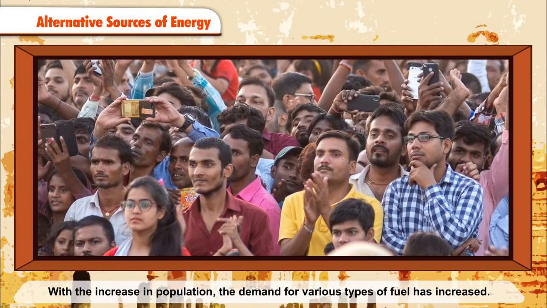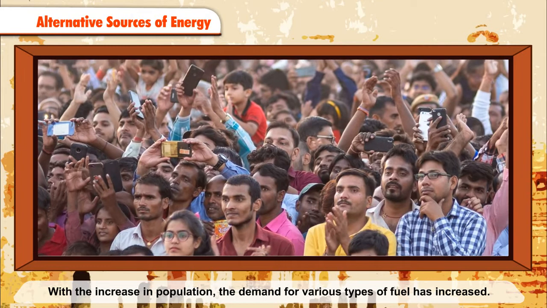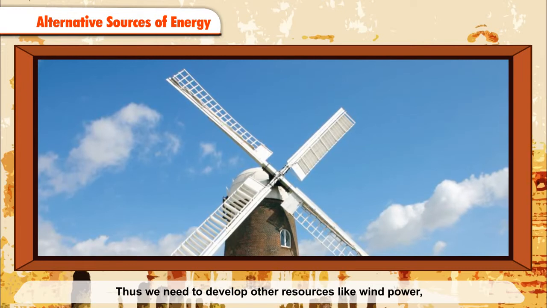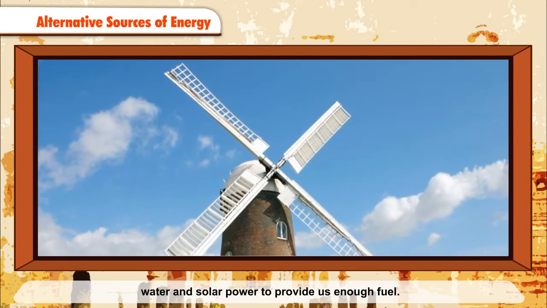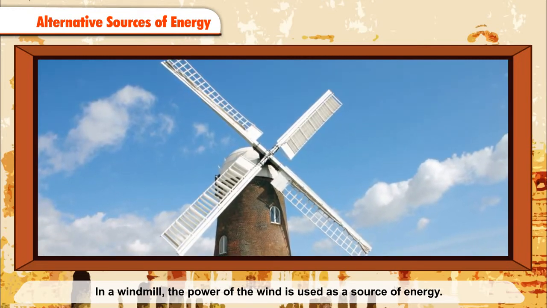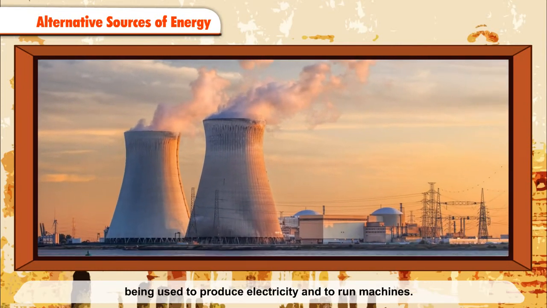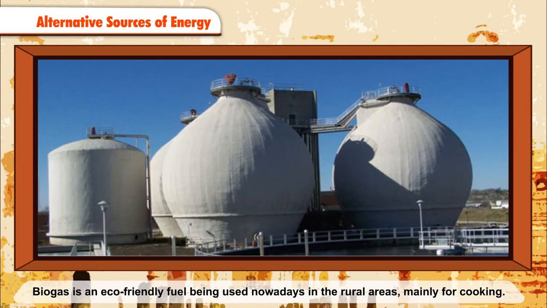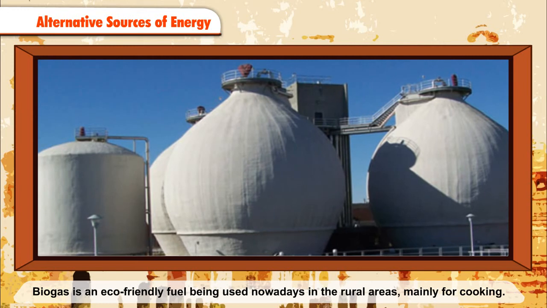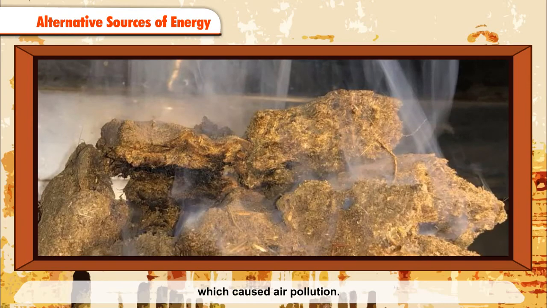Alternative sources of energy. With the increase in population, the demand for various types of fuel has increased. The resources are limited. Thus we need to develop other resources like wind power, water and solar power to provide us enough fuel. In a windmill, the power of the wind is used as a source of energy. The atomic energy or nuclear energy is also being used to produce electricity and to run machines. Biogas is an eco-friendly fuel being used nowadays in the rural areas, mainly for cooking. It has replaced the direct use of cow dung as a fuel in the village, which caused air pollution.